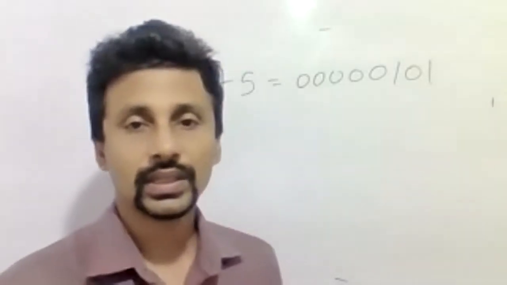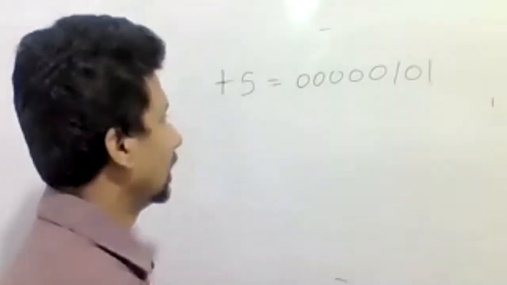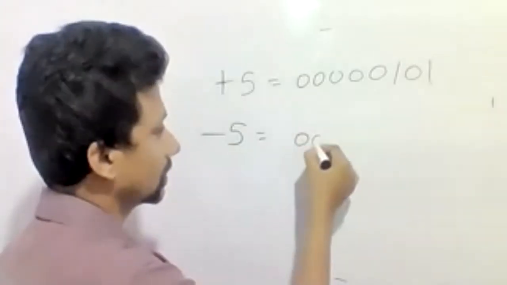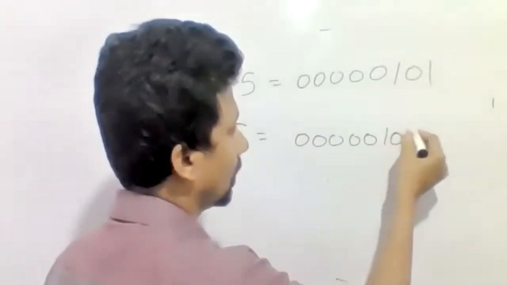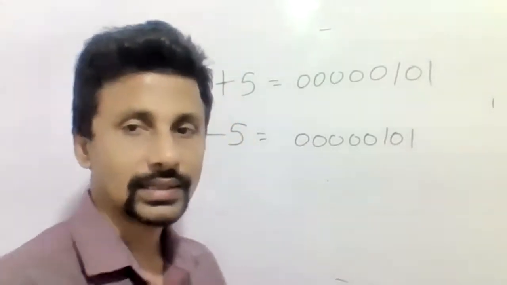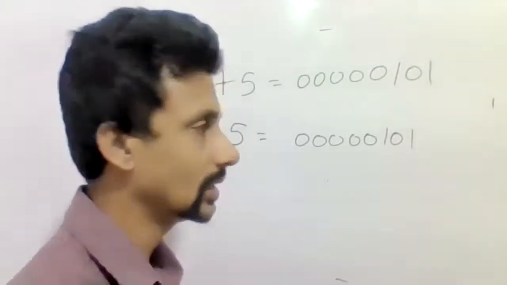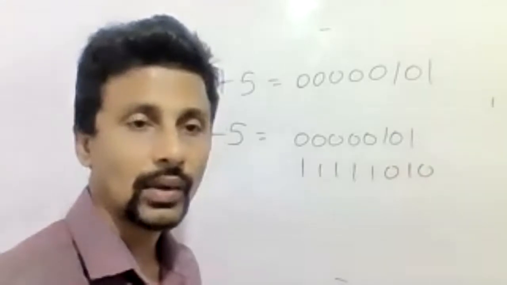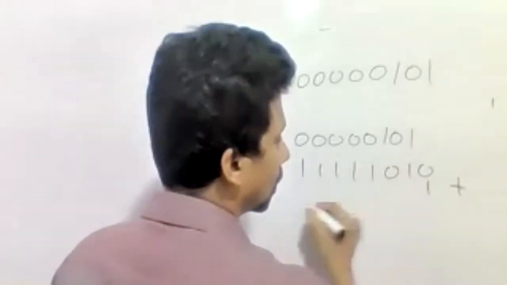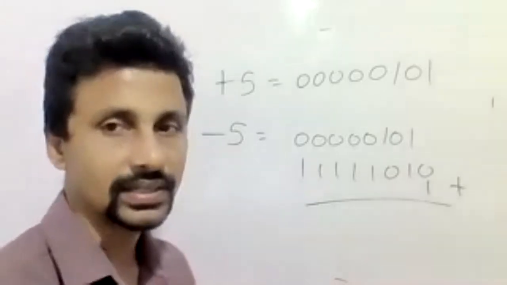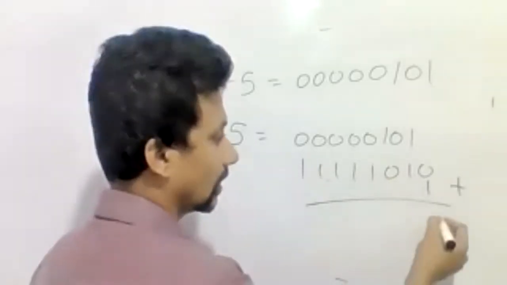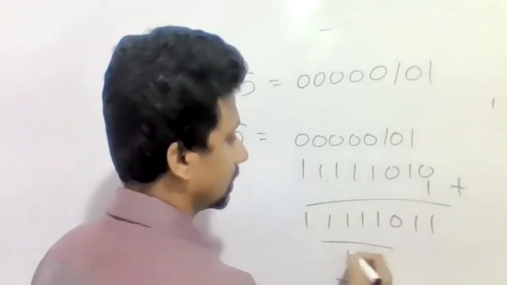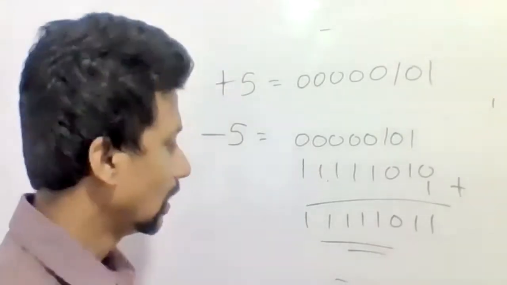If I want to represent negative 5, first you find out the positive value, 0, 0, 0, 0, 0, 1, 0, 1. Then invert the bits, that is the complement of that value you have to take. Zeros become 1, ones become 0, like this. Then you have to add 1 to this LSB. Now binary addition we have discussed. So 1, 1, 1, 1, 1, 0, 1, 1. So this is your answer in 2's complement.